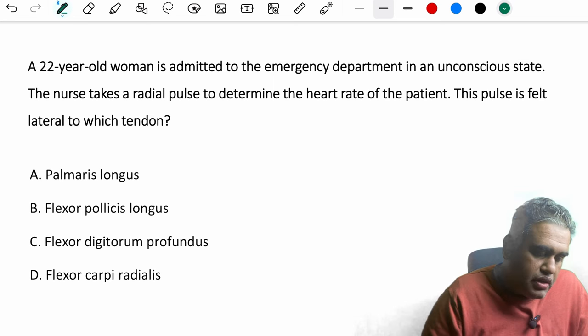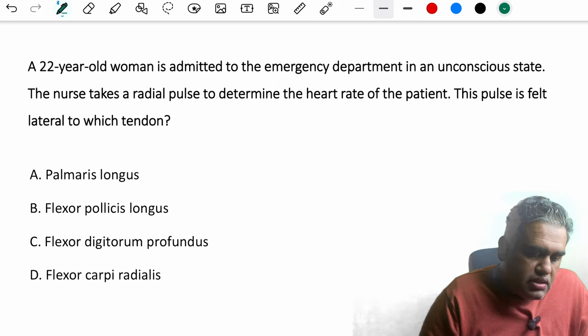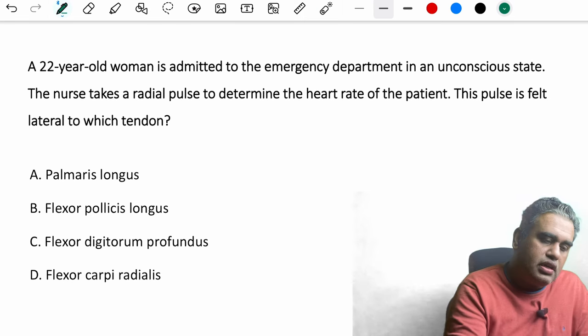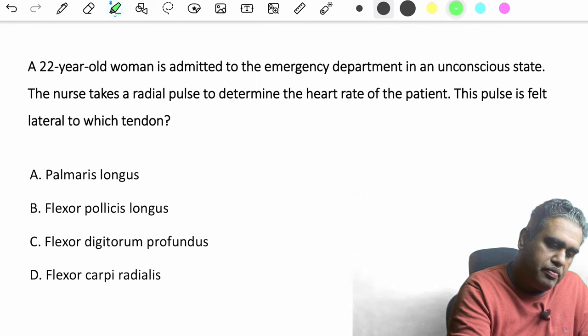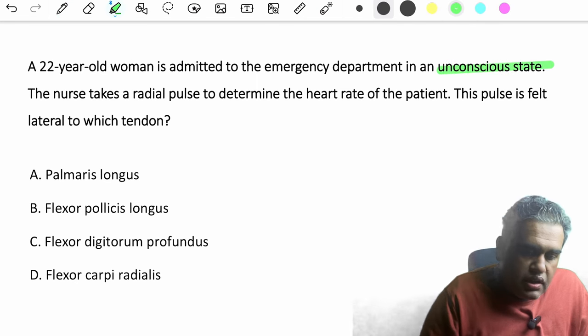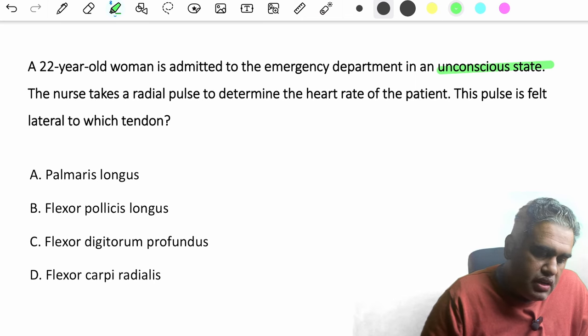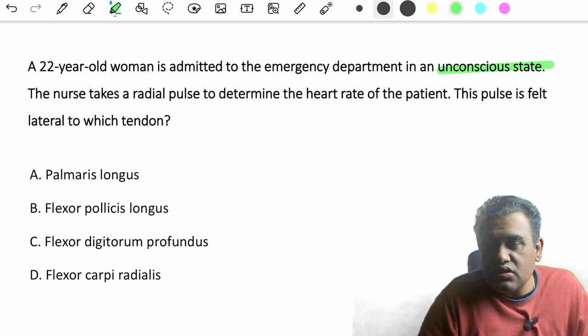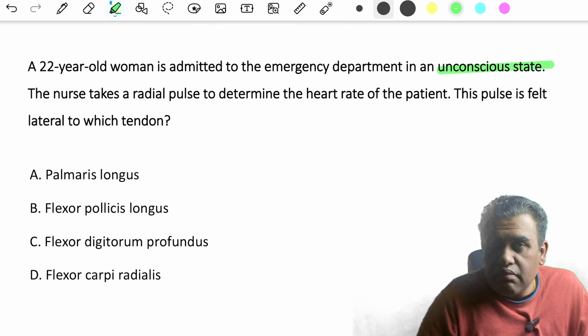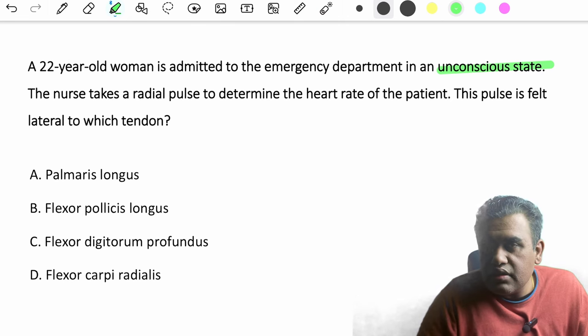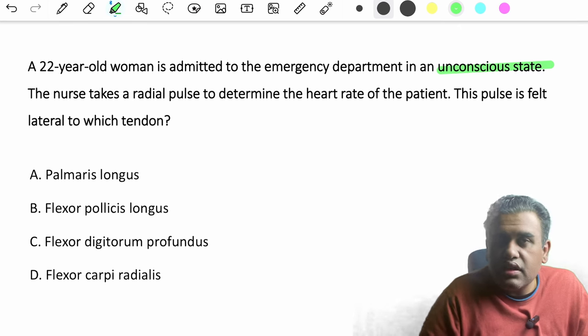Answer this as well. A 22-year-old woman is admitted to the emergency department in an unconscious state. The nurse takes a radial pulse to determine the heart rate of the patient. This pulse is felt lateral to which tendon? Bahut common cheez hai. See, it is how clinical it is. The patient is admitted, in a subconscious state, and the nurse or sister over here starts to take the pulse.